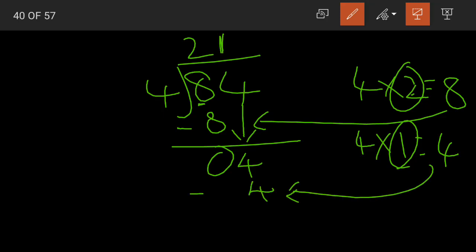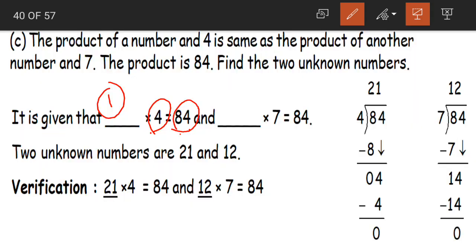And what to do now, children? Subtract. Yes. So 4 minus 4 gives us 0 as the remainder. Clear? So what is the answer here? 21. Our quotient is the answer. So 21 becomes our first number. Okay. Now coming to the second number, what would it be? 84 divided by 7.